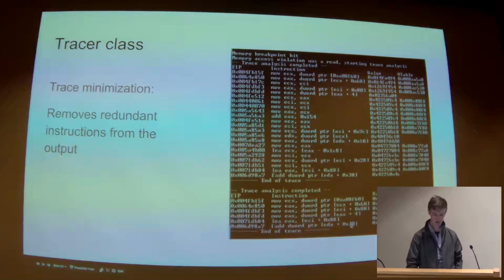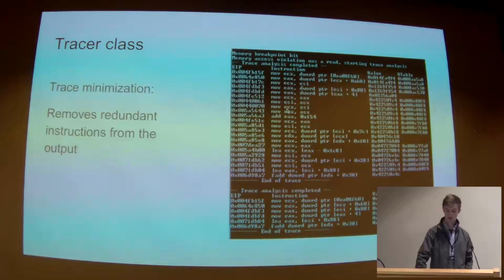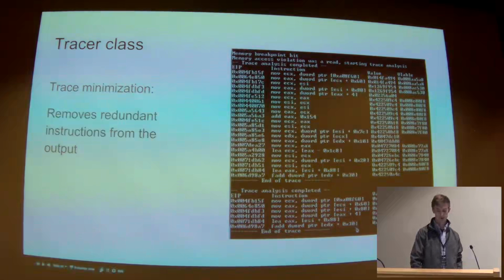of the irrelevant instructions. For example, we don't really care that ECX was moved into EAX here, and that ESI was moved into ECX here. This isn't really relevant to us. We only care about the instructions that were used to get from point A to point B, and that's what the trace minimization does. So this is a lot easier for us to look at and interpret.